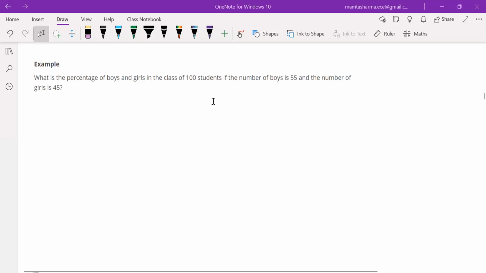If I say the total number of students are 200, then find out the percentage of boys. Ma'am, 55 into 200. No. What happened? 55 by 100. 55 by 200 multiplied by 100.